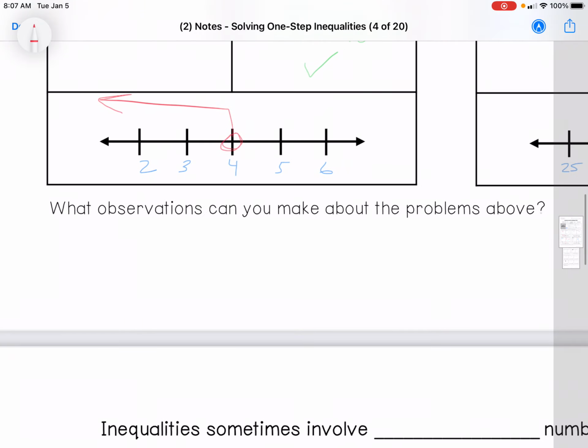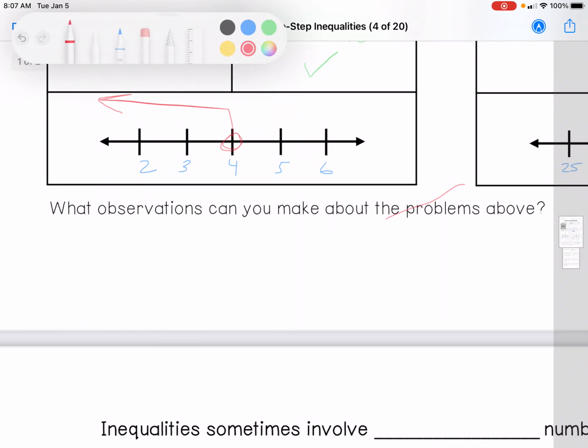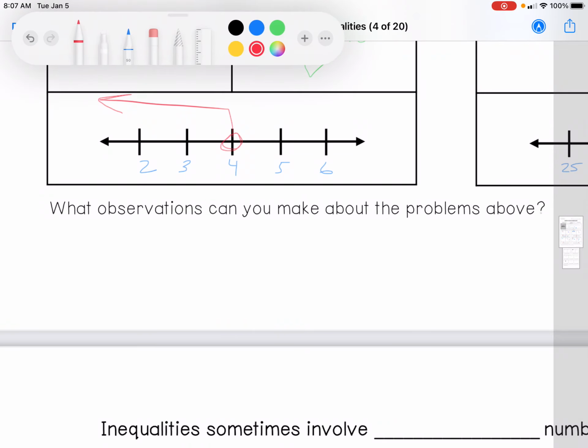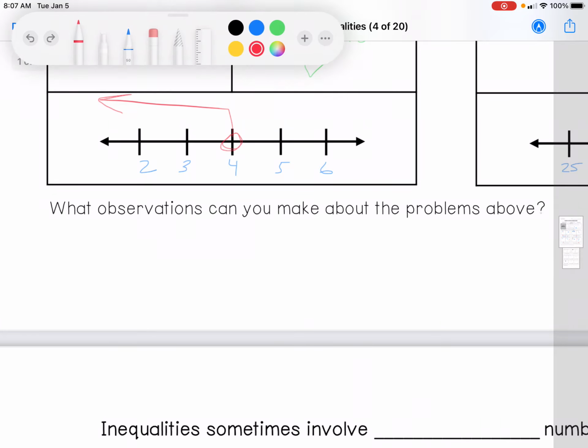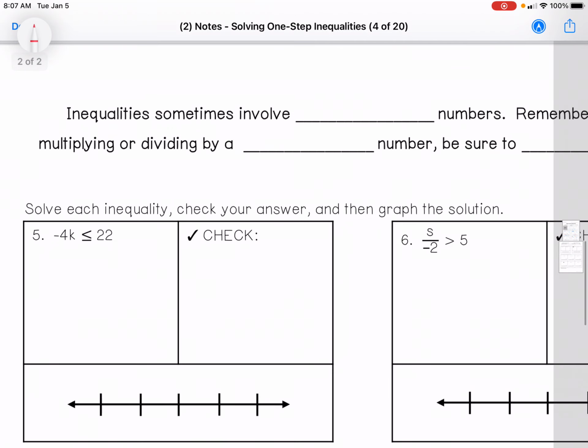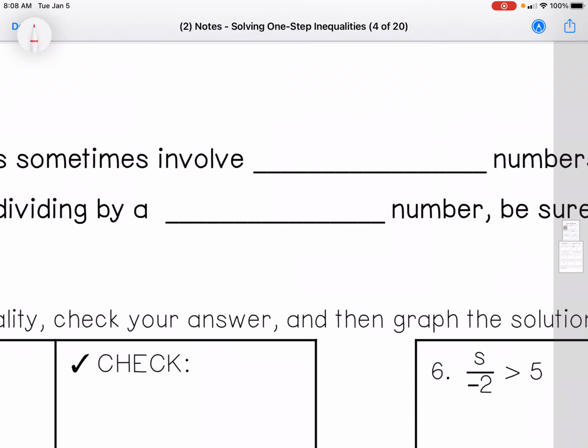All right, what observations can you make about the problems above? So go ahead in your brain and see a pattern that you noticed or something that you saw, and jot down a quick note to help you remember that. Okay. All right, second page. Inequalities sometimes involve negative numbers.